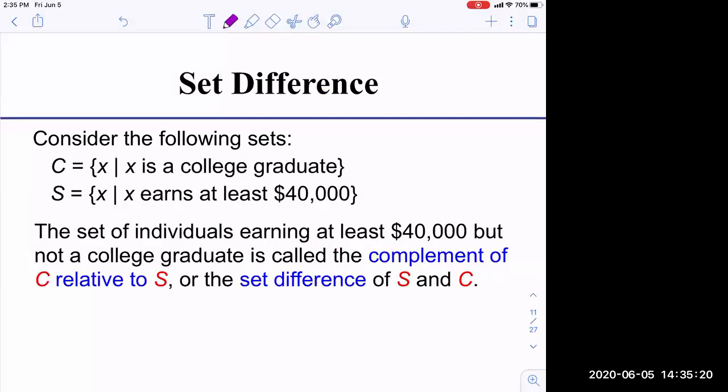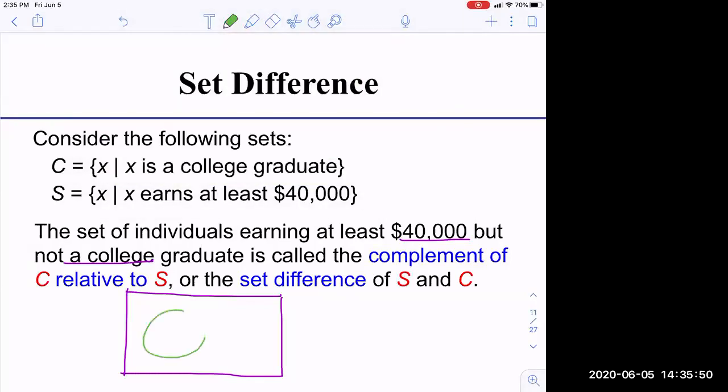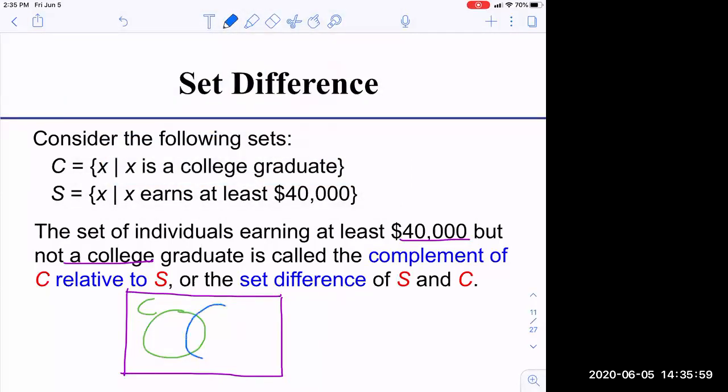Okay, set difference. It's kind of a strange thing. So I want the set of individuals earning at least $40,000, but not a college graduate. Let's see. I'm actually going to draw the Venn diagram. Let me do some colors. Let's do C. Those are the college grads. Let's do S. Those are the ones who earn at least $40,000.